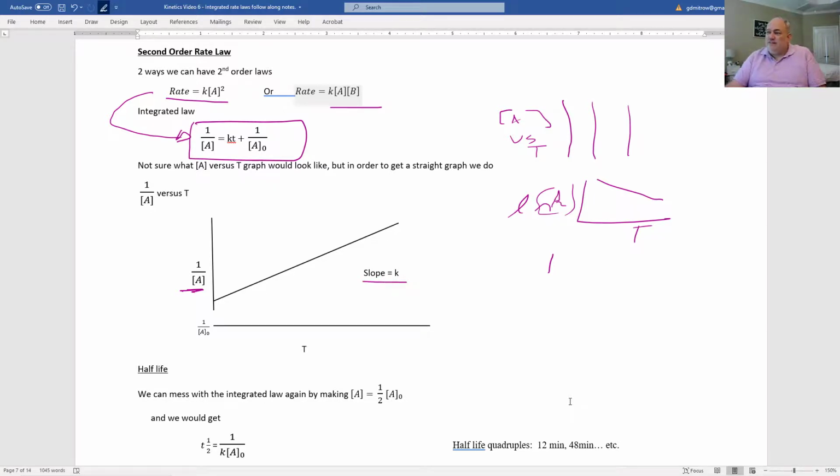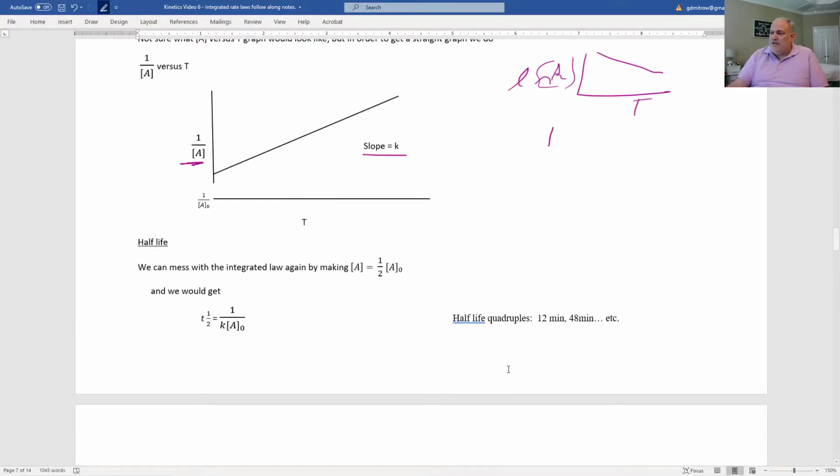Now, this equation you need to mess with here, and if we were to plug in 0.5 A naught for half-life, we could rearrange that equation, and this is the equation that we would get for our half-life. It's a weird thing, but this is another way you can determine what type of reaction you have. If you have the data and the half-life, the amount of time it takes to lose half of the original amount, quadruples each time, you have a second order.